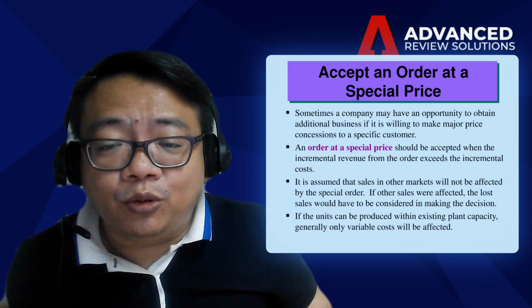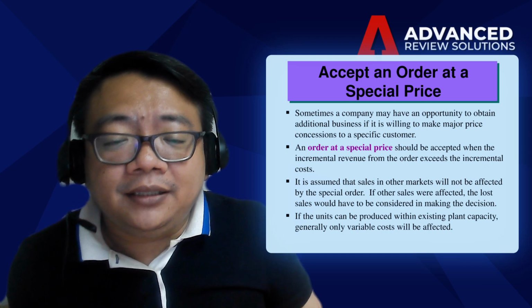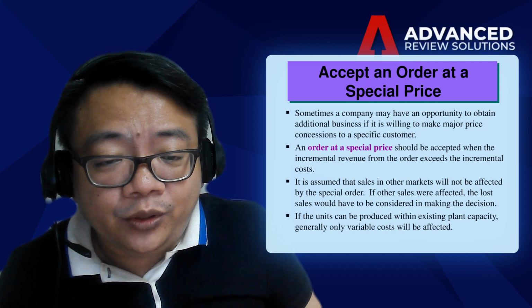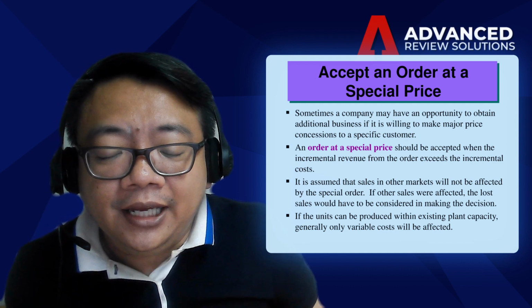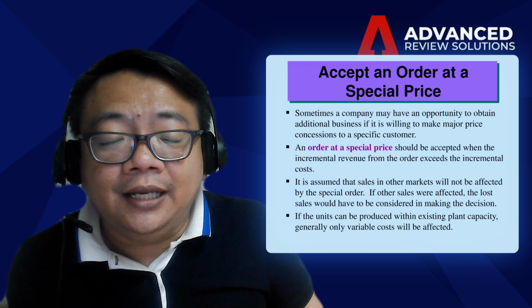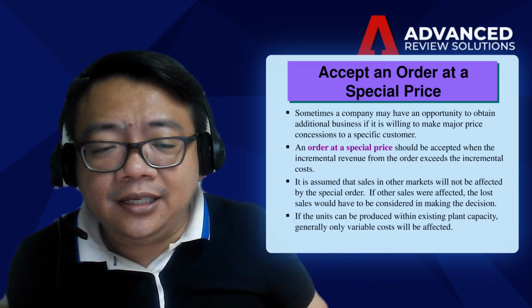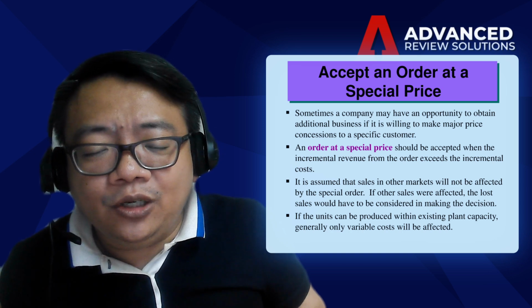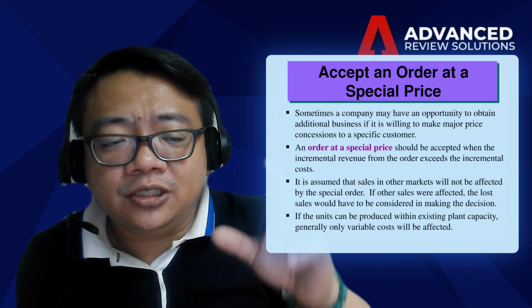But please take note of these two bullets. It is assumed that sales in other markets will not be affected by the special order. Ibig sabihin, class, if you have your normal sales, dapat hindi yan affected with a special order. Kung yan naman ay affected, of course, you need to compute for the lost sales. If the other sales were affected, the lost sales would have to be considered in making your decisions. Okay? If the units naman can be produced within existing plant capacity, generally only the variable cost will be affected. Again, if it is within the capacity, the relevant cost is only the variable cost.